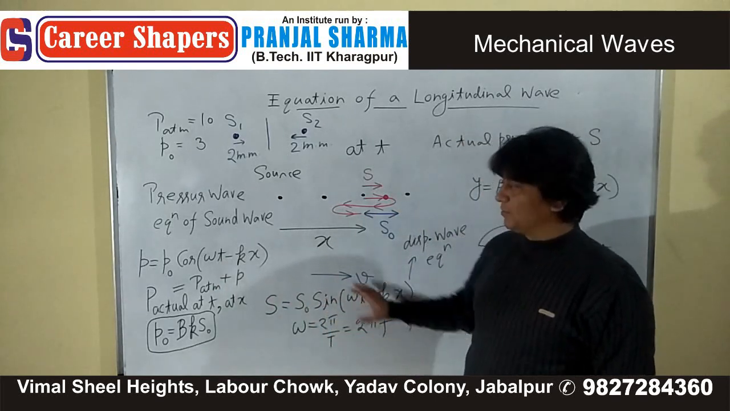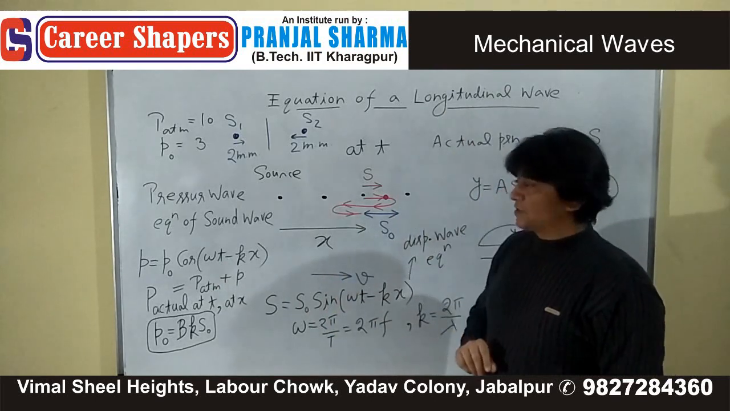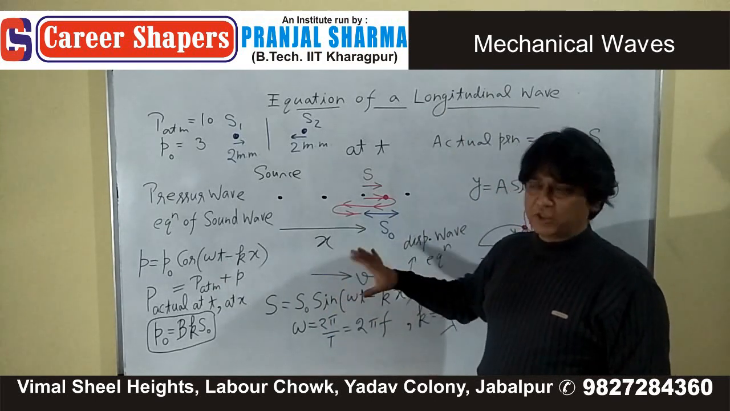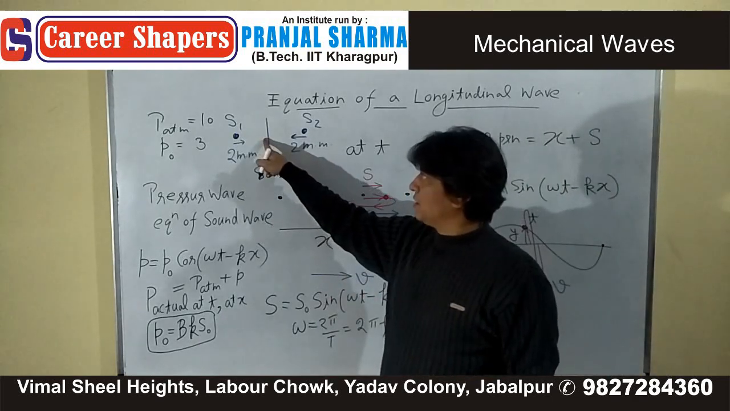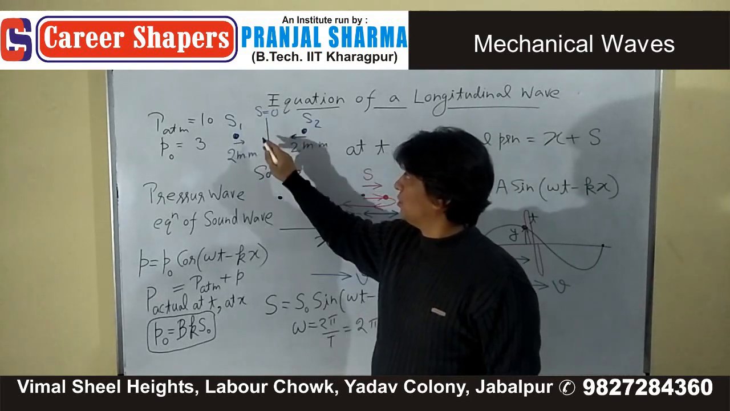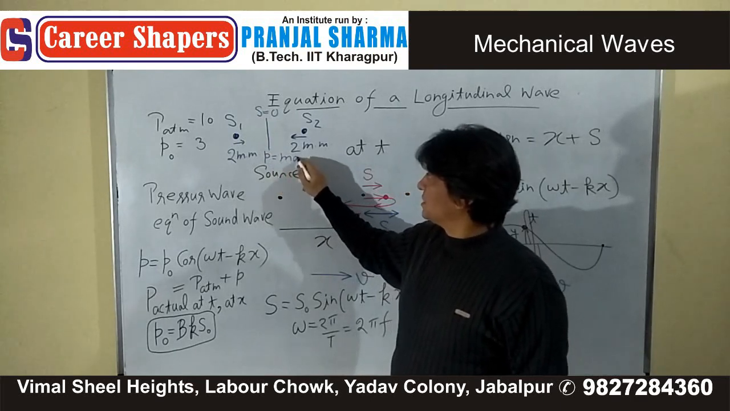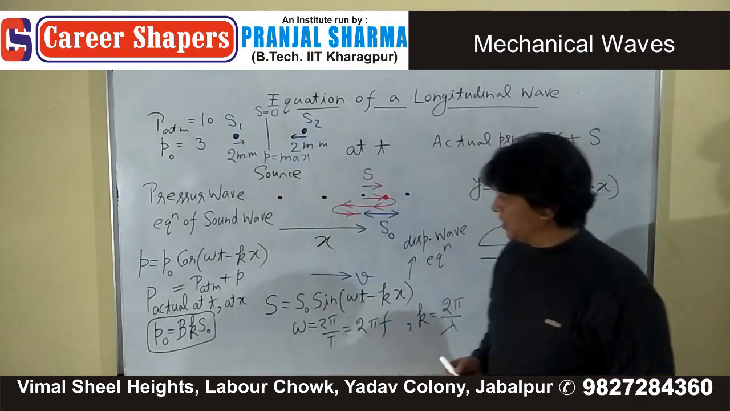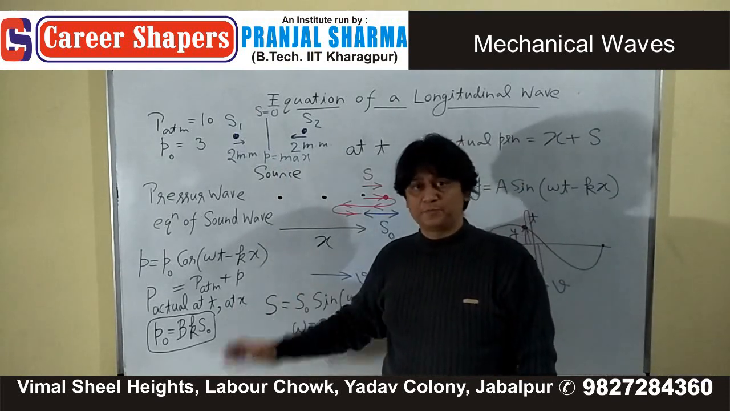That's what is represented by a phase difference of pi by 2. You can also develop the whole thing mathematically, but we'll see that in some extra lecture. Right now, the thing we are interested in is this: when S is 0, P is maximum. That's the meaning behind a phase difference of pi by 2.